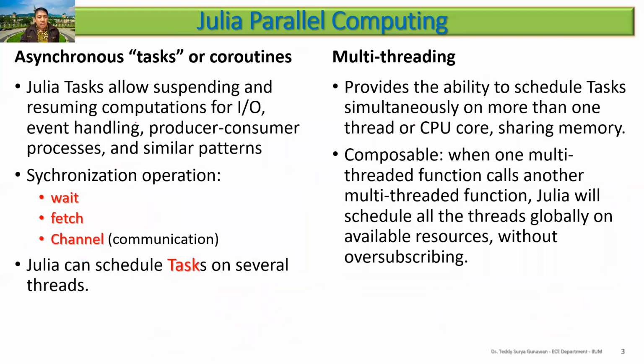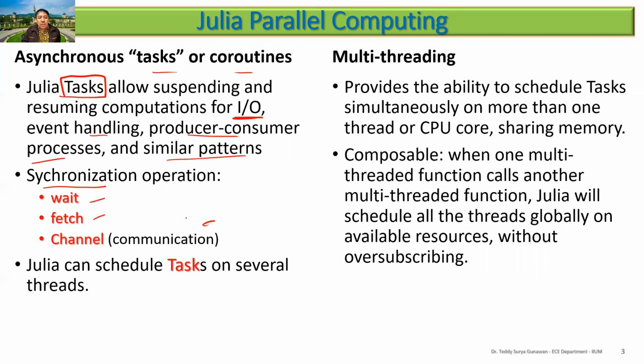So, the asynchronous tasks or coroutines. In Julia you have the term task. Tasks allow suspending and resuming computation for I/O, even handling producer-consumer processes. If you remember the producer-consumer pattern, one is producing and one is consuming, and similar patterns. You have the synchronization operations: if you want to synchronize, you wait, fetch. And there is some communication.